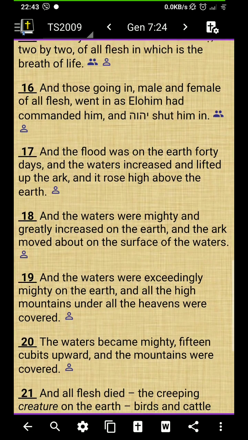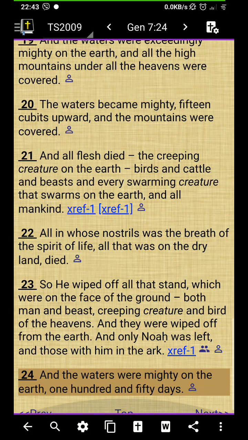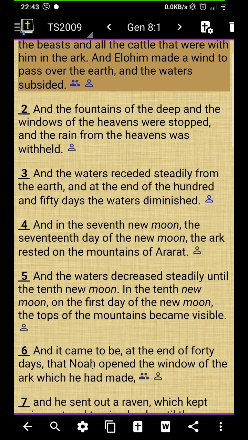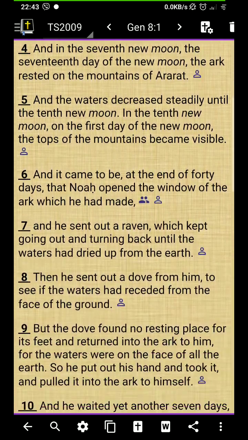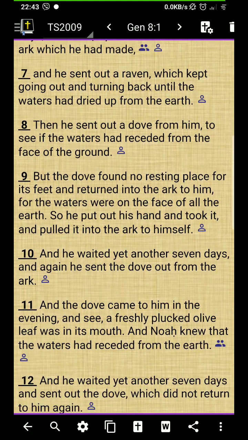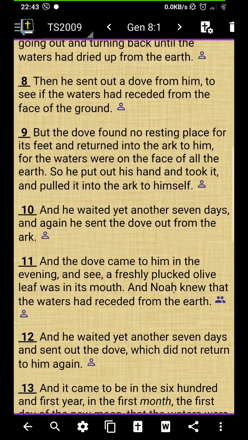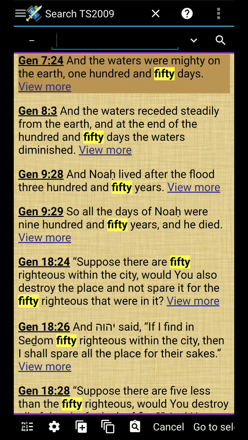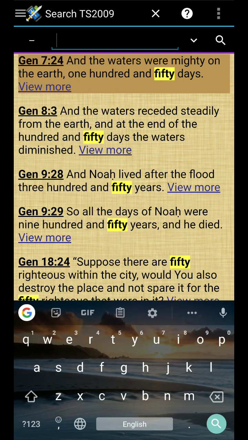Let me find it. I don't know the verse, but I remember that it says 5 months. Yeah, let me find it.